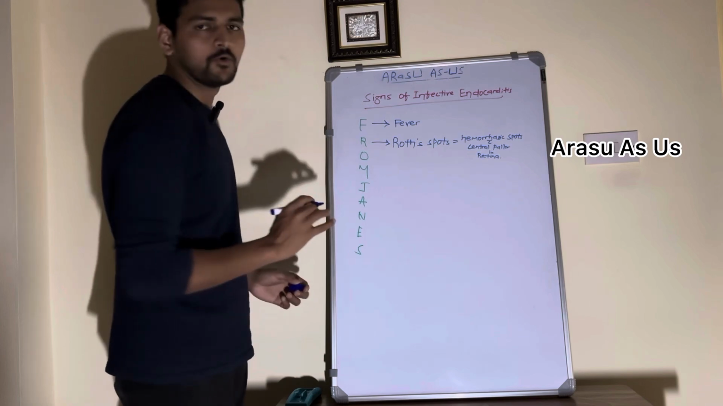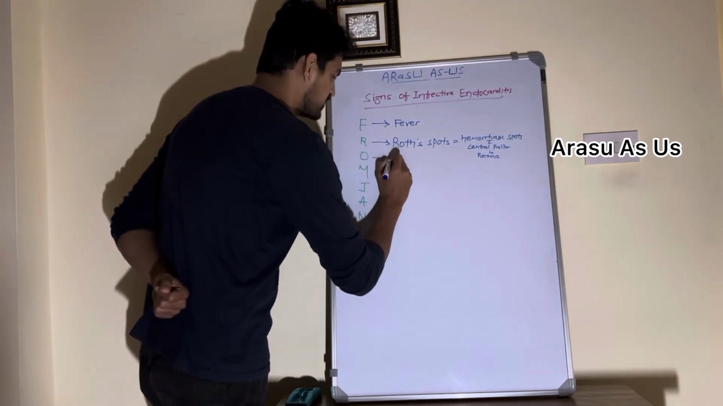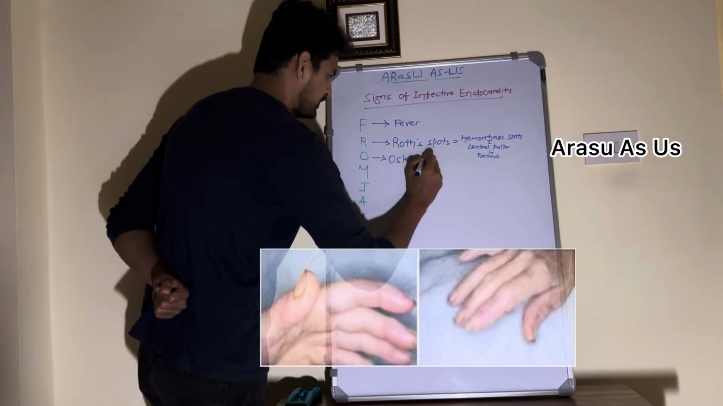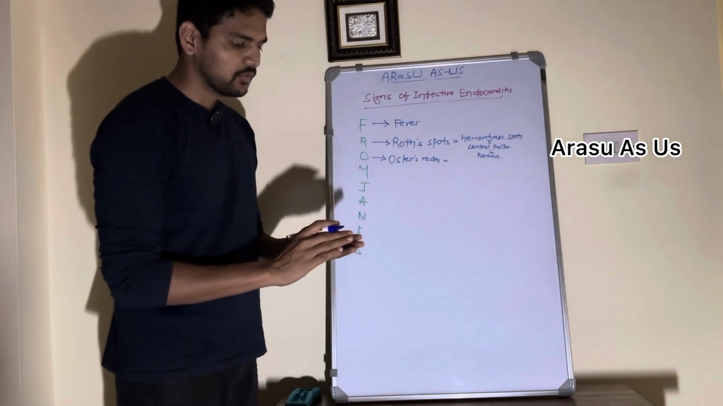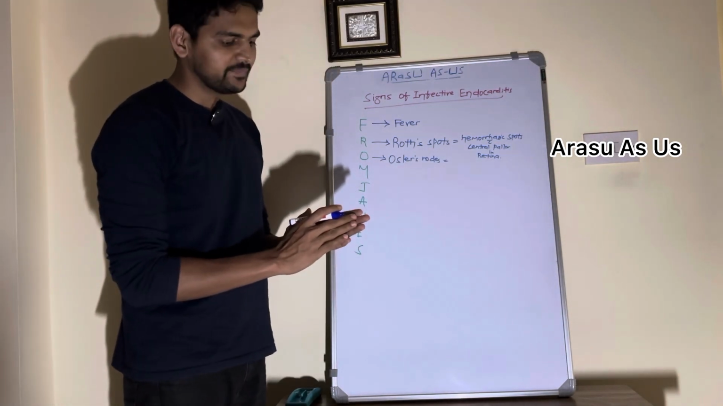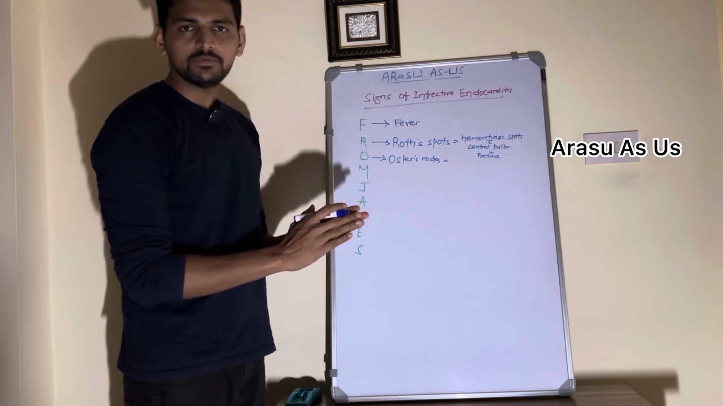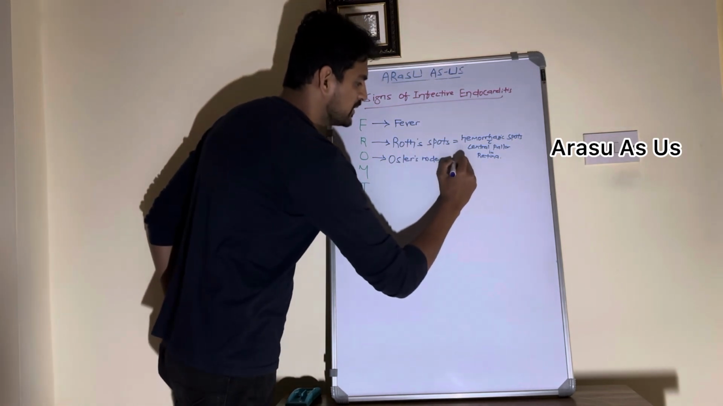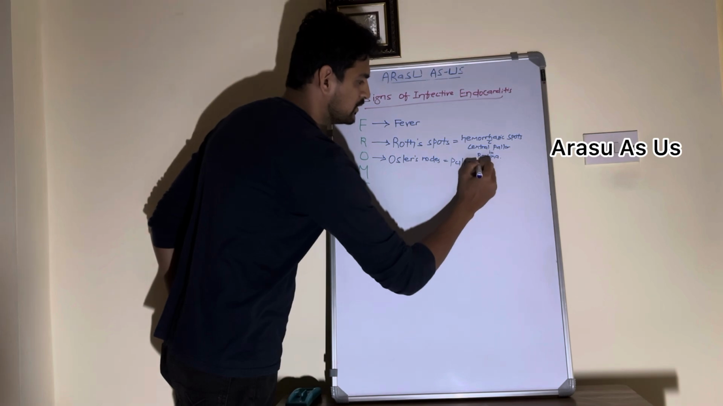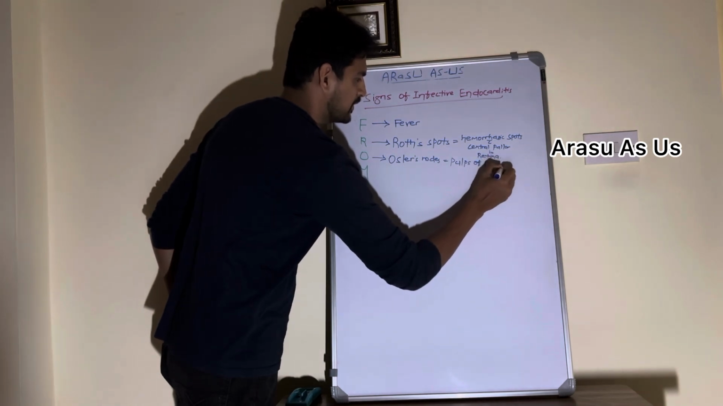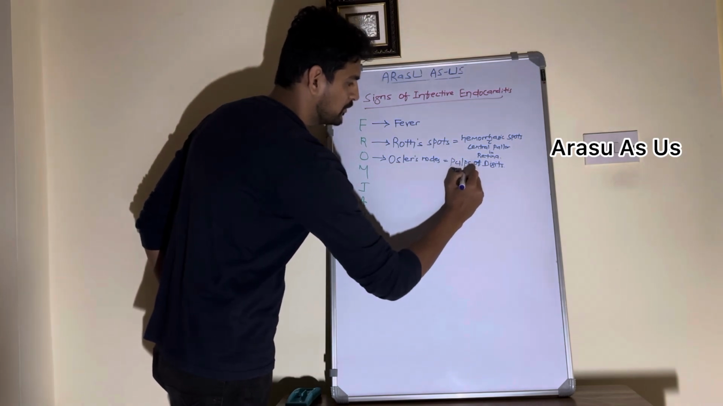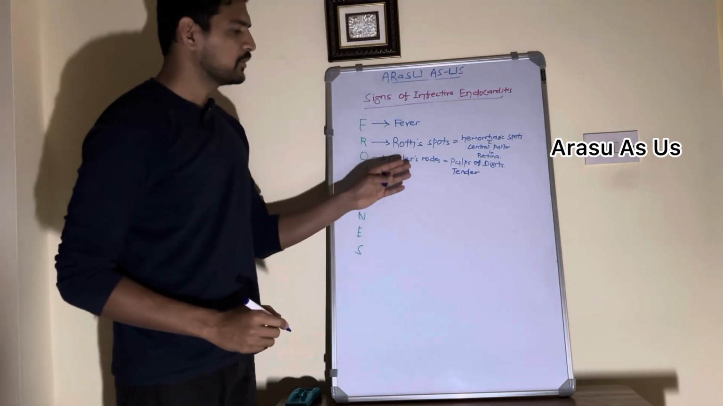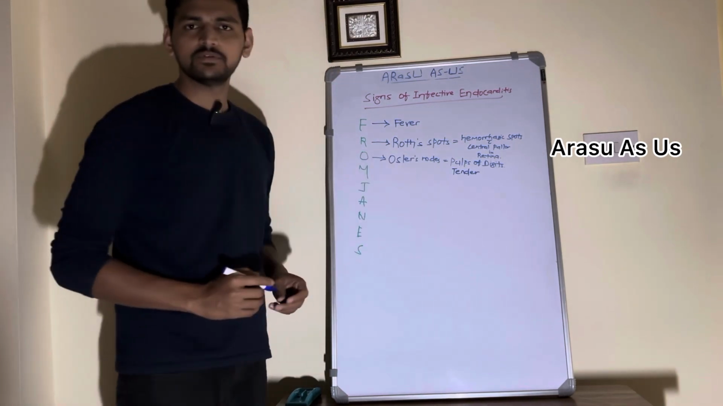O stands for Osler's nodes. These are the nodes which will be present in the digits, the pulp of digits. So the common site will be the pulps of digits. And these nodes will be tender, so painful nodes. And a commonly asked thing is, what is the mechanism of these nodes?